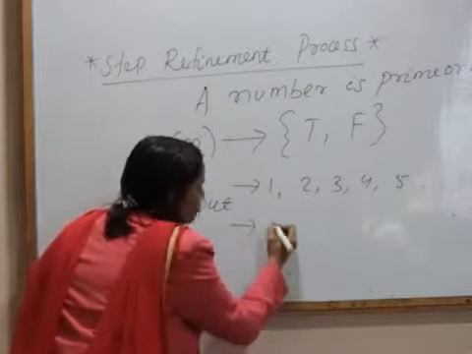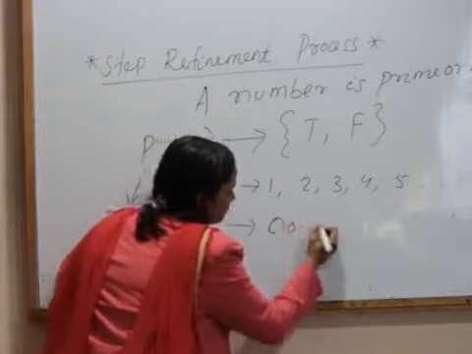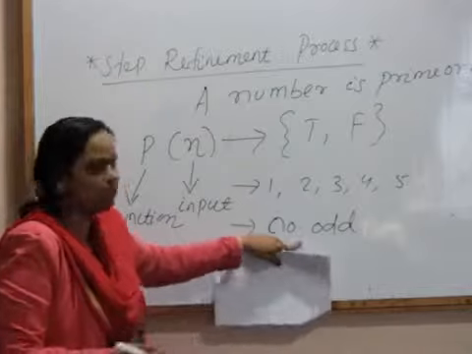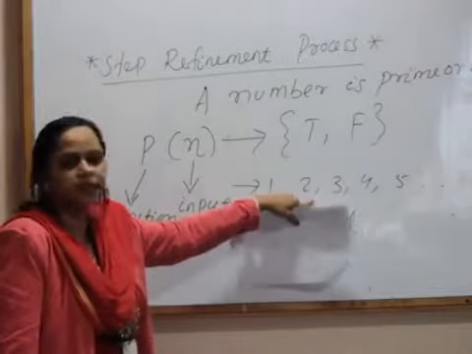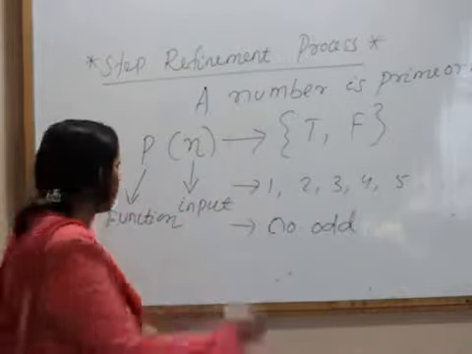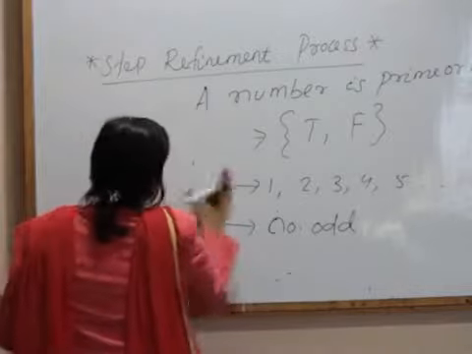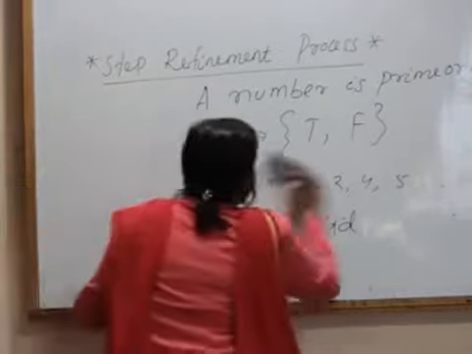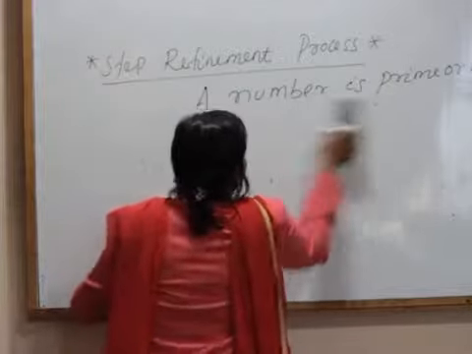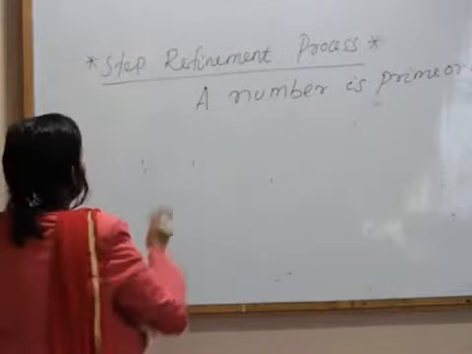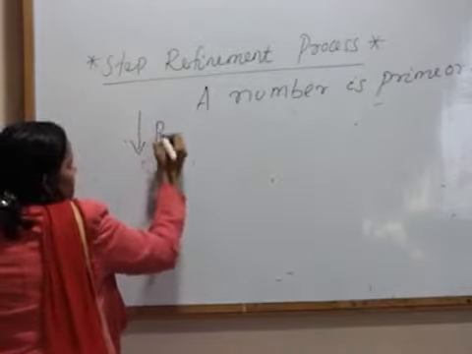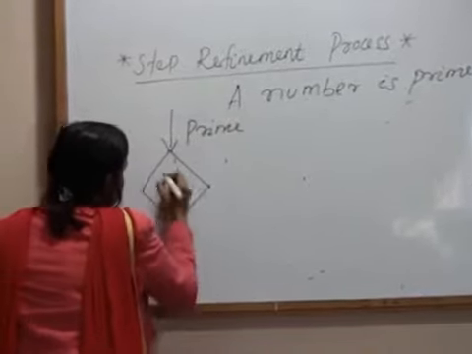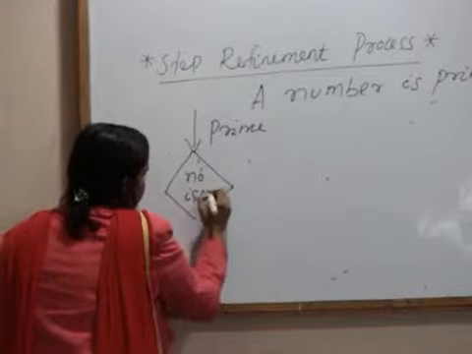So from the first statement, that it is divisible by itself or by 1, we can find that the number should be odd. If the number is odd, then only that number can come under prime numbers, otherwise not. So we can take a number as prime if that number is odd.